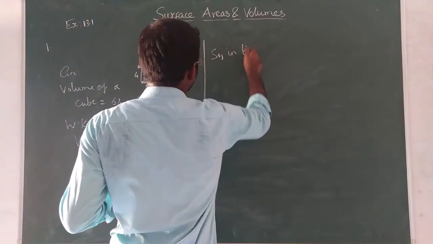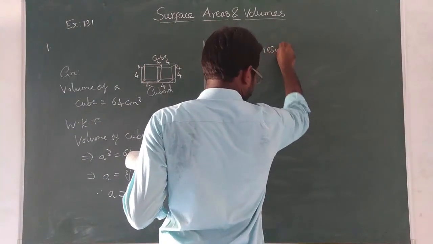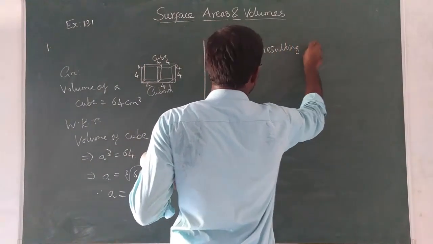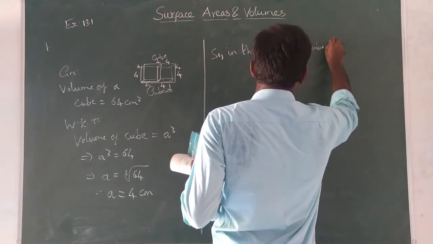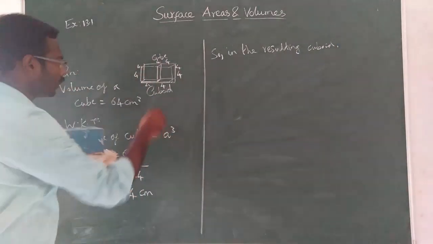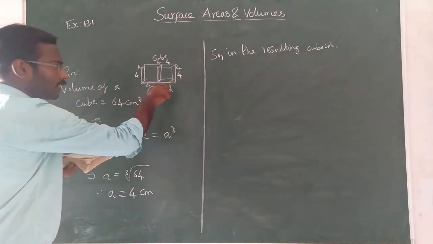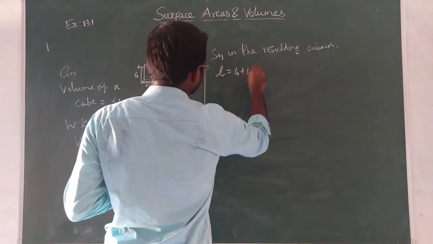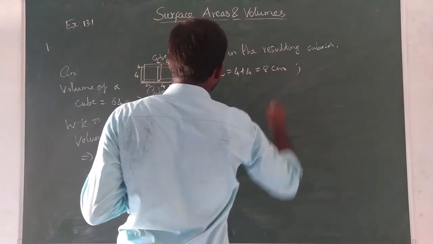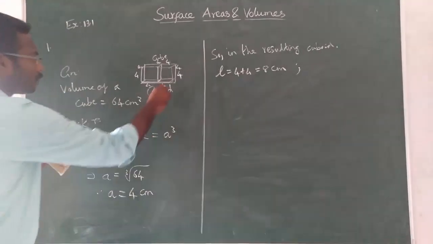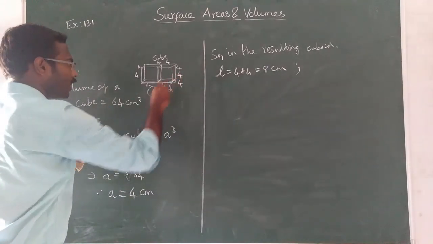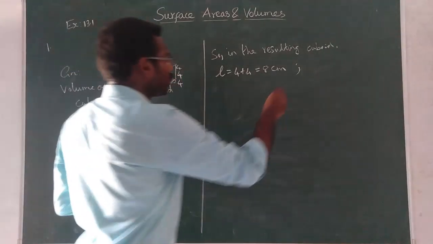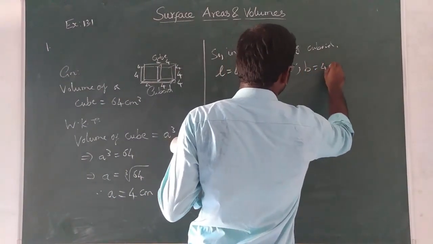In the resulting cuboid, this is the length, isn't it? So length is 4 plus 4, 8 centimeter. Then what about breadth? This is the breadth, isn't it? This breadth is also just 4 only. So breadth is equal to 4 centimeter.